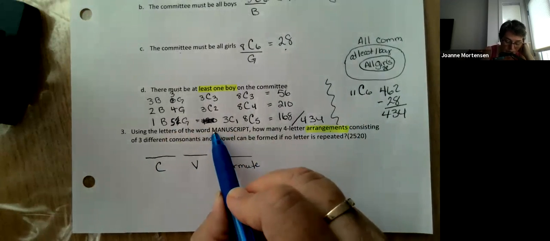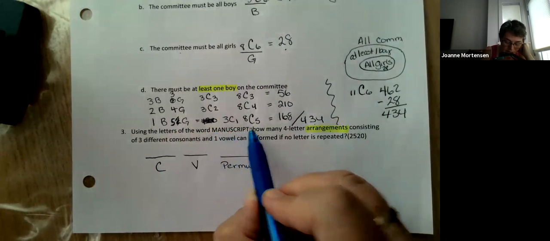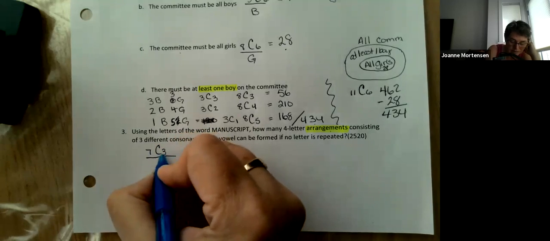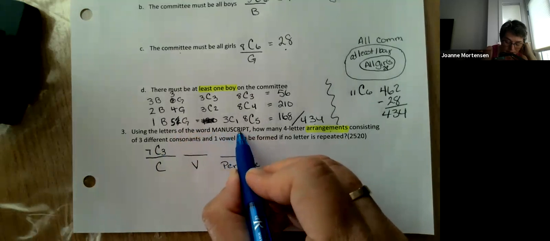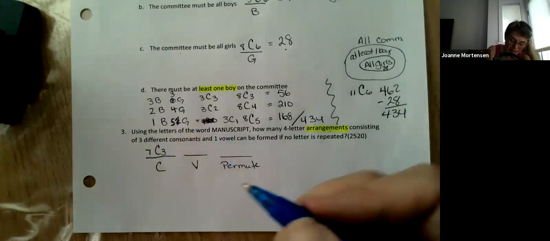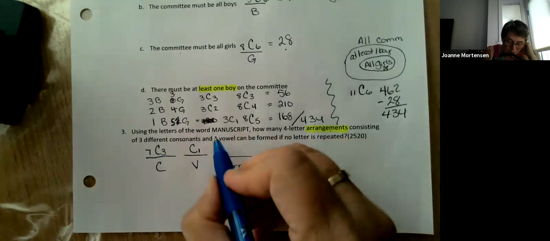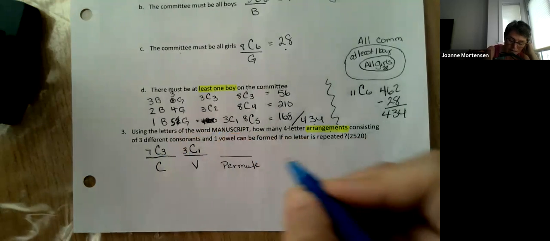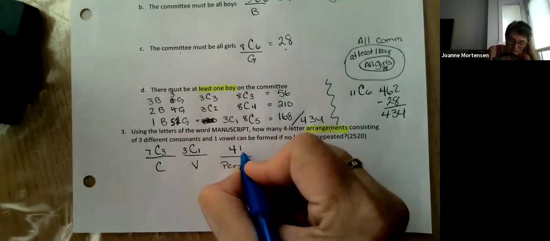How many consonants? 1, 2, 3, 4, 5, 6, 7. So there are 7, and I got to choose 3. All right, and now vowels. And it says I got to choose 1. So that's 1, 2, 3. And then I got permutation, 4-letter arrangements. So that's 4 factorial.